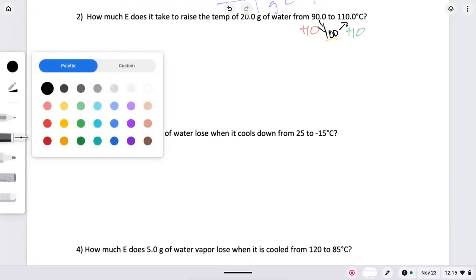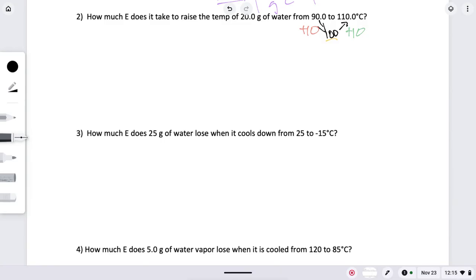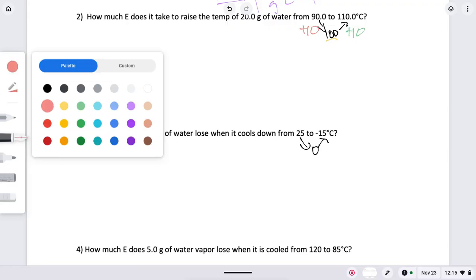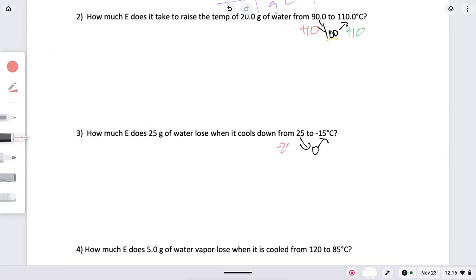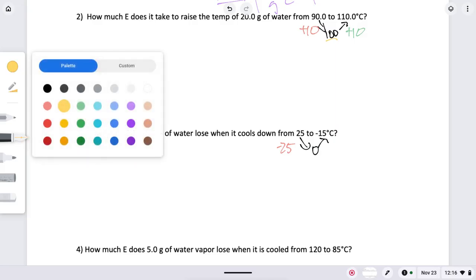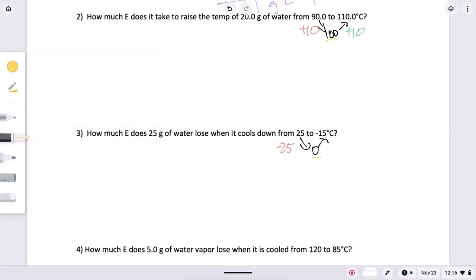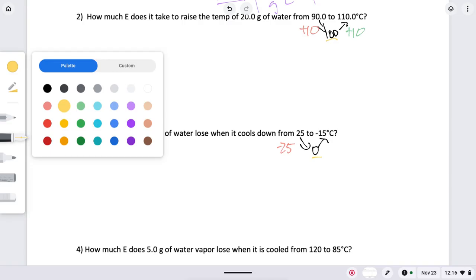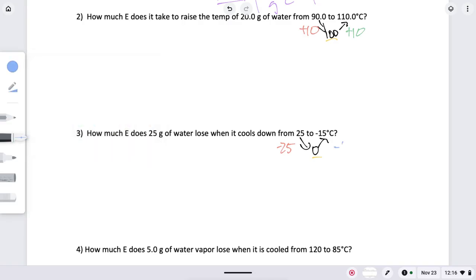If you're doing this next one, clearly we're going from 25 down to 0, then to negative 15. So the biggest difference here is that I'm going to have a negative 25 drop, right? So all of my answers are going to be negative if that's true. But otherwise, I'm also going to have a state change that's going to be your fusion value, remember. So it's at 79.7. And then you're going to have another drop of 15 degrees as a solid. So you're going to use the ice value for your specific heat for the third equation.